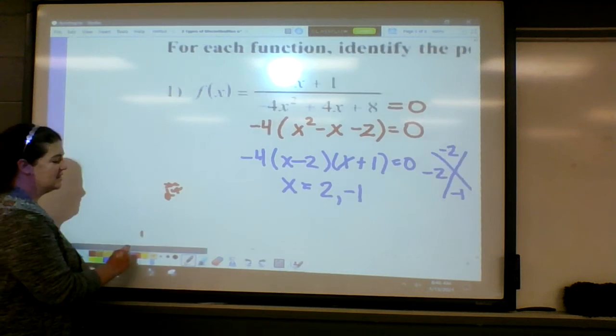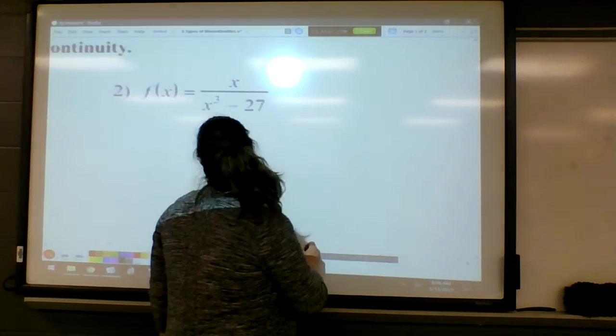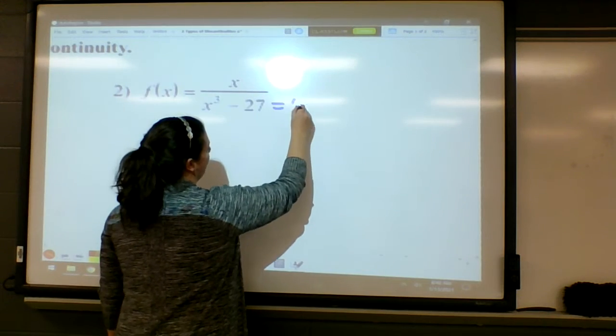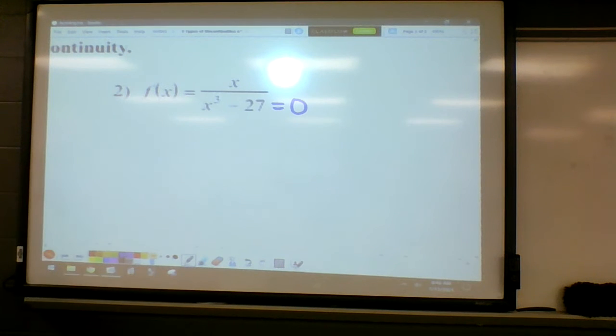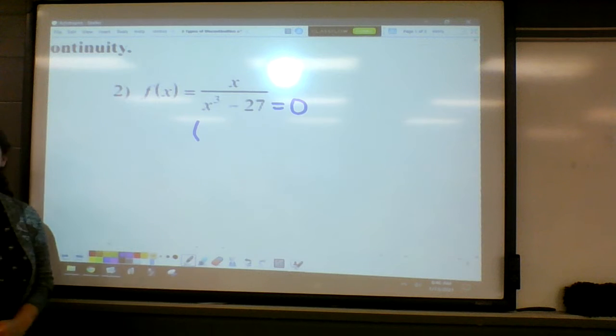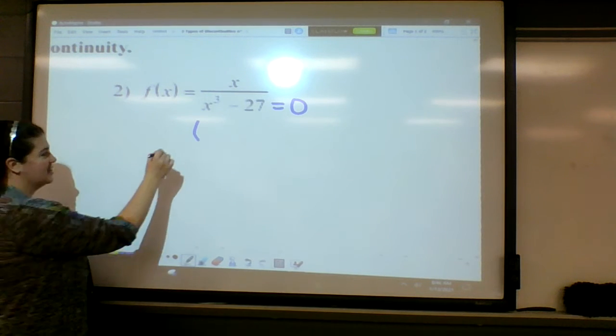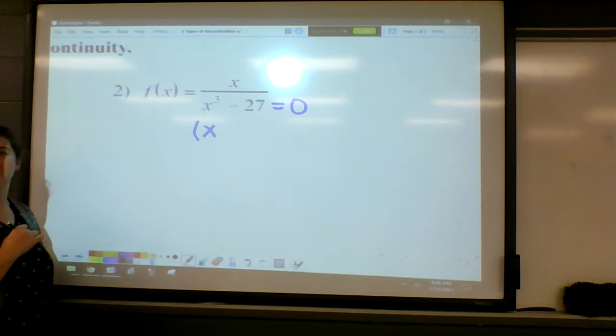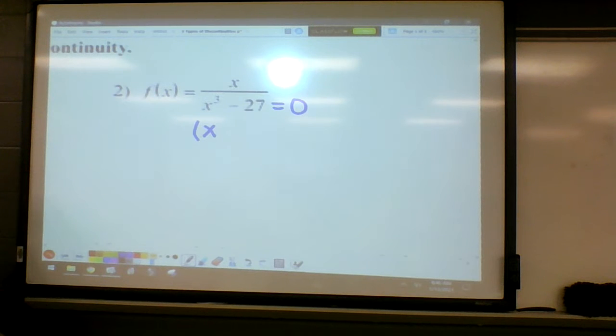All right, what about this next one? Once again, discontinuities are where the denominator is equal to 0. How did you take care of this? Close. Difference of cubes. Yeah, difference of cubes. So do you guys remember how to factor with the difference of cubes? Kind of, right? What got cubed for x cubed? X. That's always kind of like a trick question, isn't it? What got cubed for x cubed? Well, it has to be x.